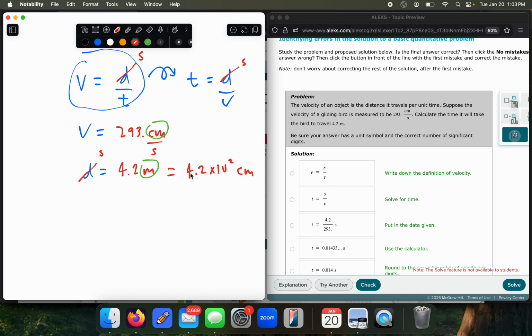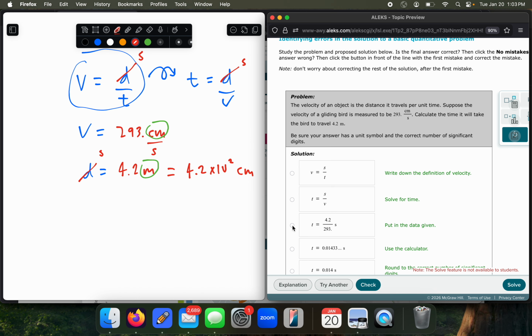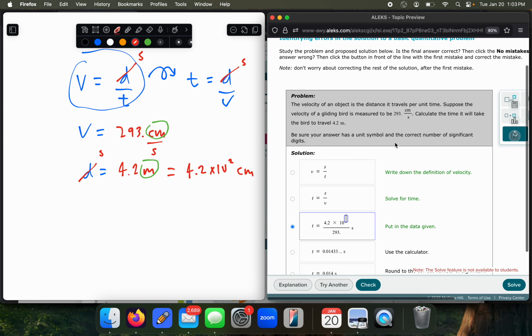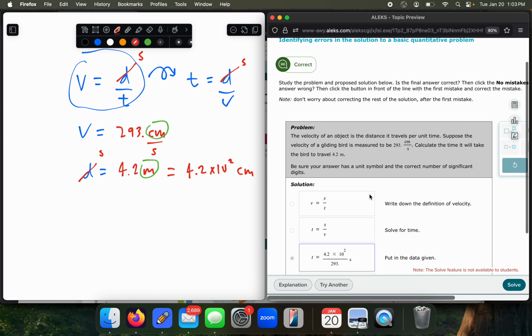Now, my time is going to equal s, which is 4.2 times, that's meters though, over 293. Yeah, that's a problem. Same problem as we had last time. So let's change this to 4.2 times, well, can I use scientific notation over here? Yeah, I can. Let's make that times 10 to the 2. Okay, let's check that. All right.